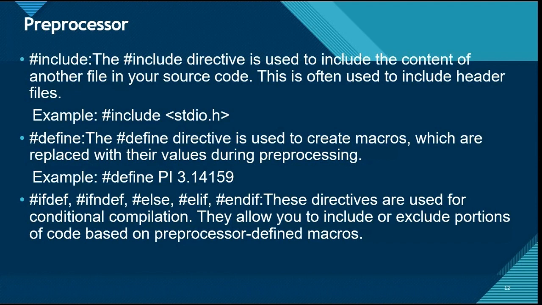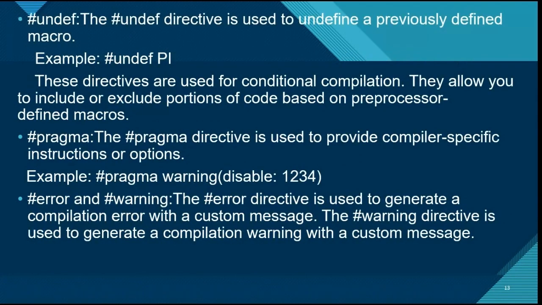The #include directive is used to include the content of another file in your source code. #ifndef is a preprocessor macro. This is used to check whether a macro is not previously defined. These directives are used for conditional compilation, and the #pragma directive is used to provide compiler specific instructions or options. It issues special commands to the compiler using a standardized method. #error and #warning, these two are used to generate an error message on stderr.